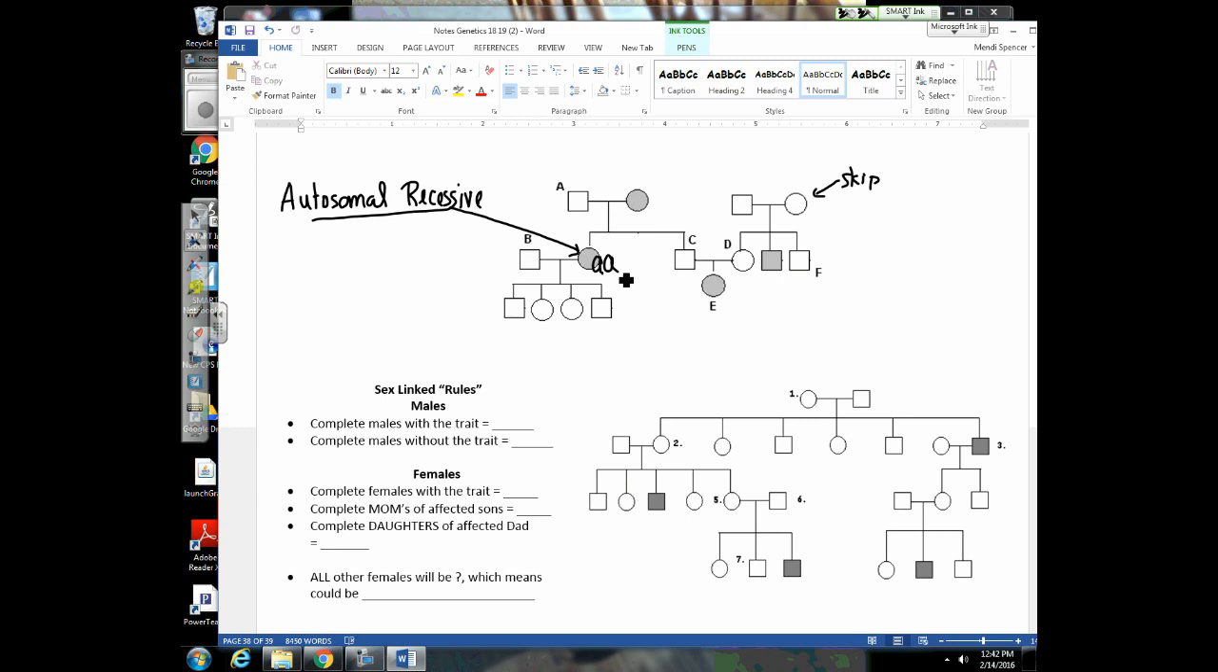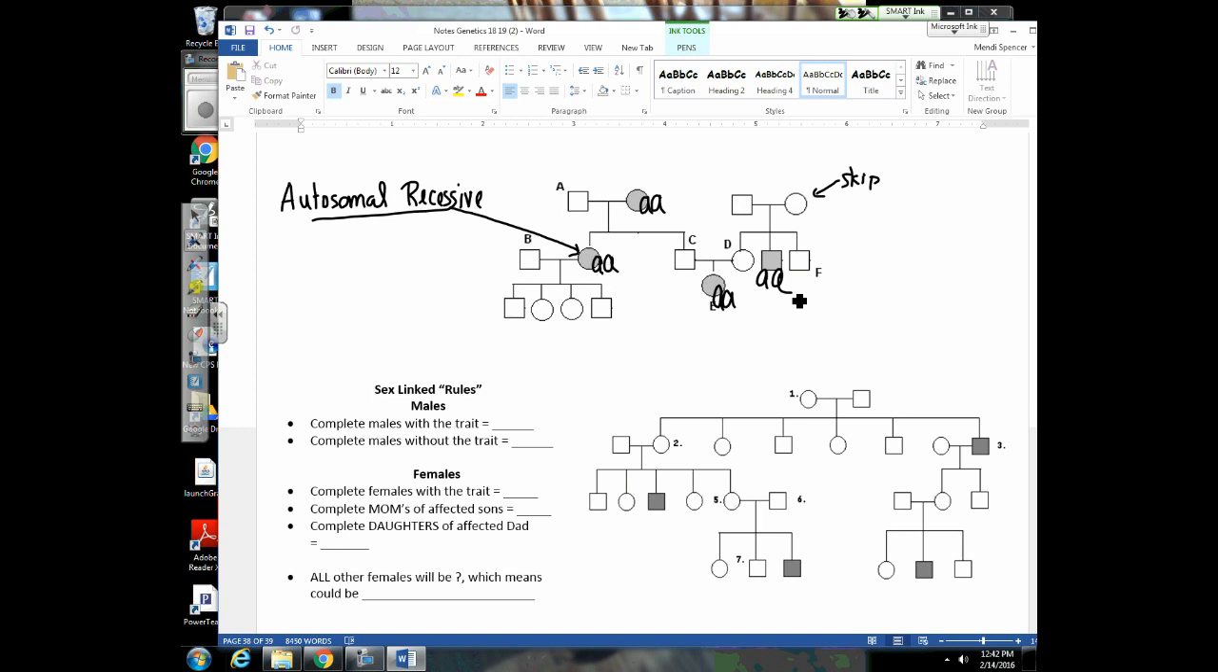So once we figure out the inheritance pattern and we know why individuals are shaded in, either because of a dominant allele or recessive allele, then we are going to put in all the genotypes of individuals that are homozygous recessive for the trait. So we can go in and fill in all these people, little a, little a. We're going to use them to try to figure out the genotypes of the other individuals.